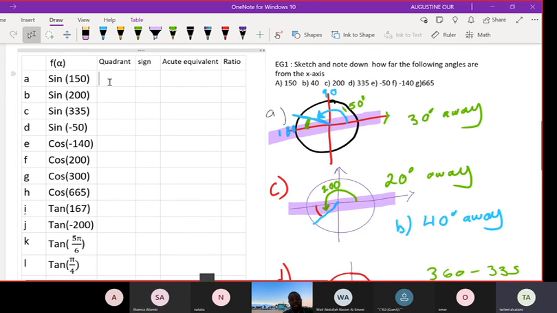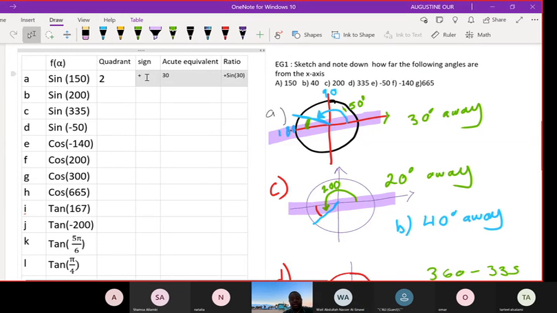So 150 is in the second quadrant. How far away was it from 180? It was 30. So I write 30 here. That will be the acute equivalent. So can I ask you, what is the sign of sine in this quadrant? Positive. So the ratio here will be sine 30, and the sign that you will have will be positive there. You just pick this positive and put it there.